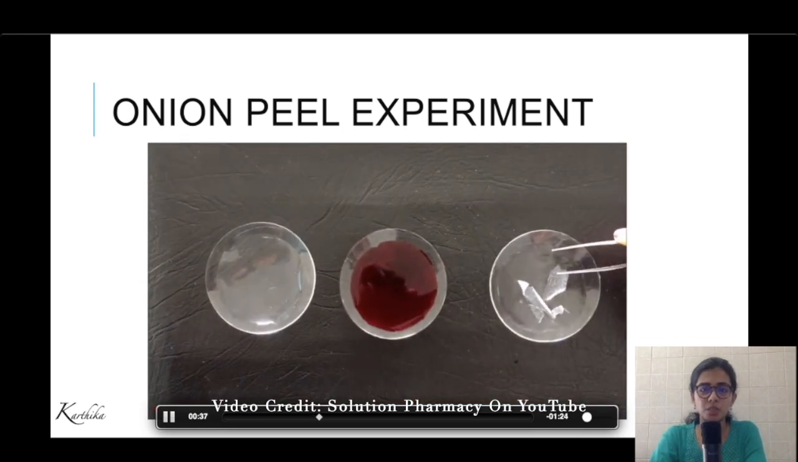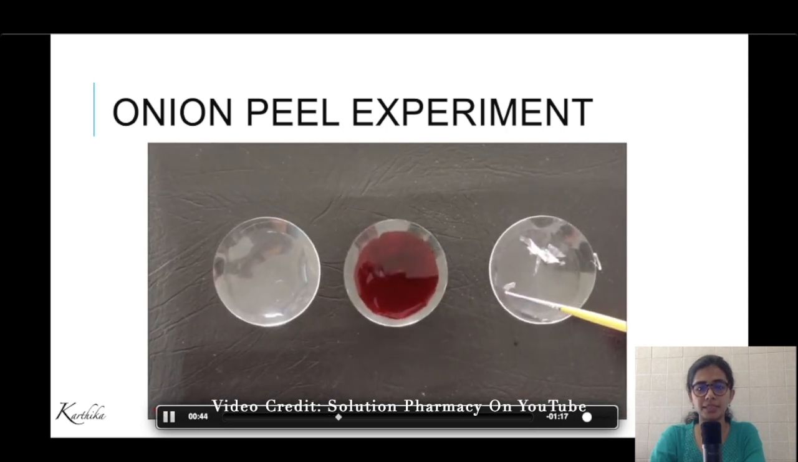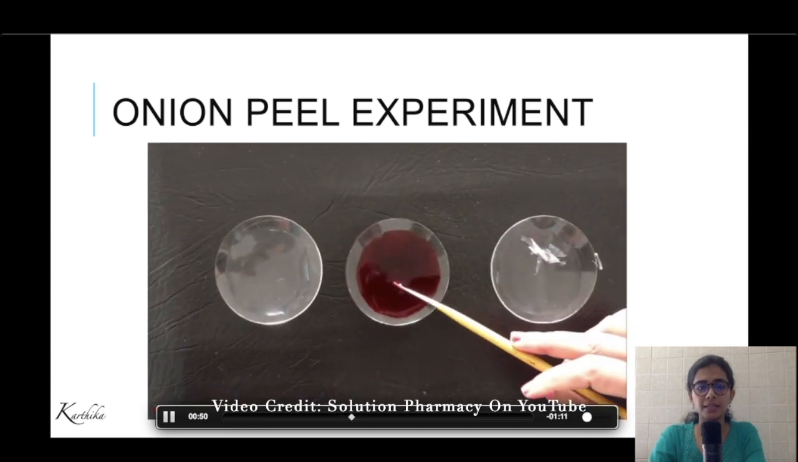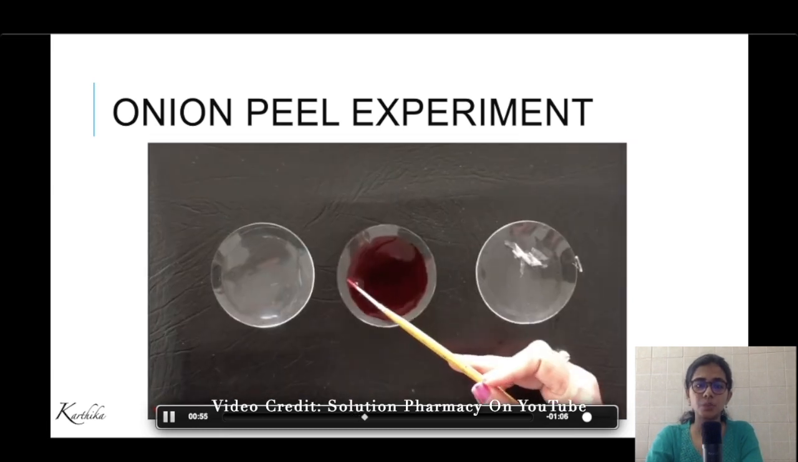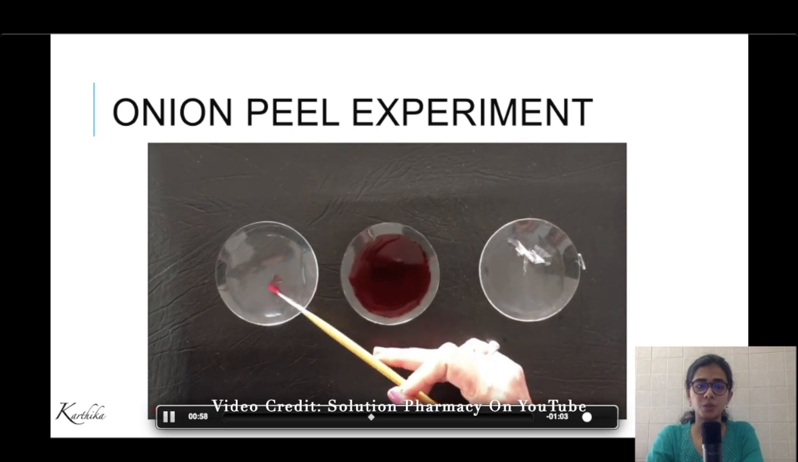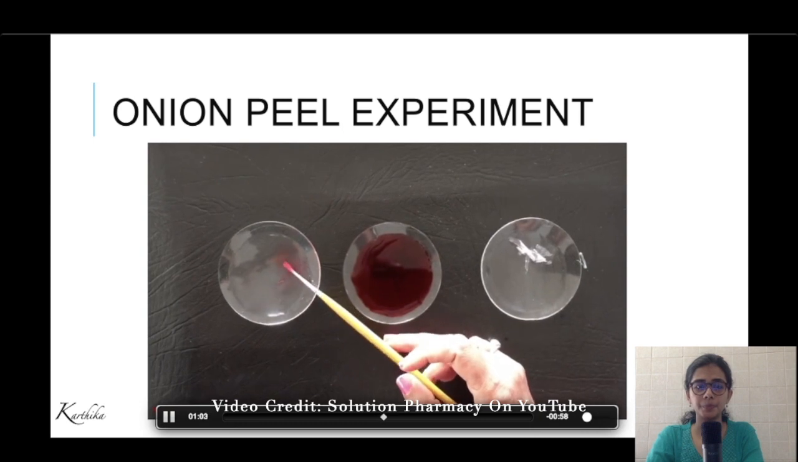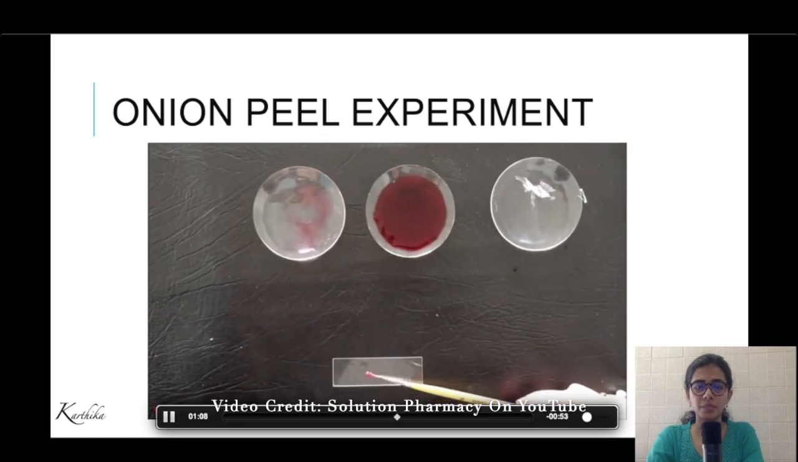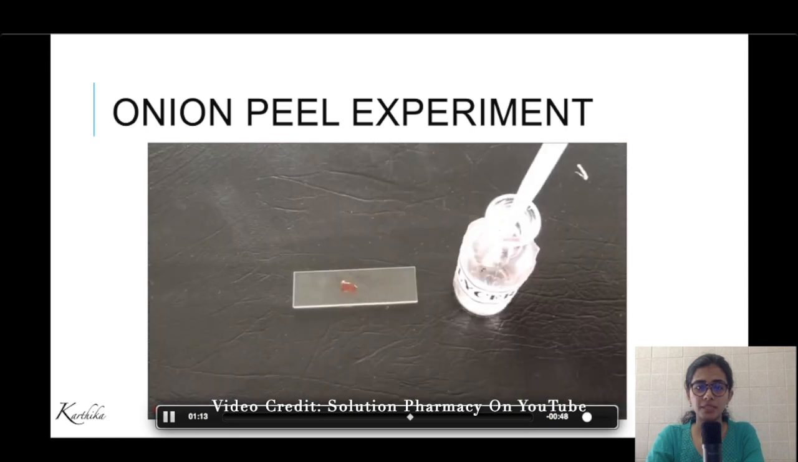We first put it in water to moisten it. Then with a thin brush, so that it's very delicate and we don't break it, we put it inside the stain. Here saffron is used so that we can view the cells clearly. Then to avoid overstaining, once again we put it inside water. Take it out and put it on a microscopic slide with a drop of glycerin.